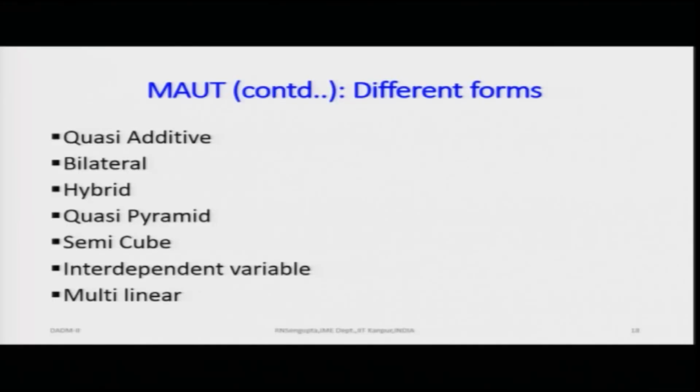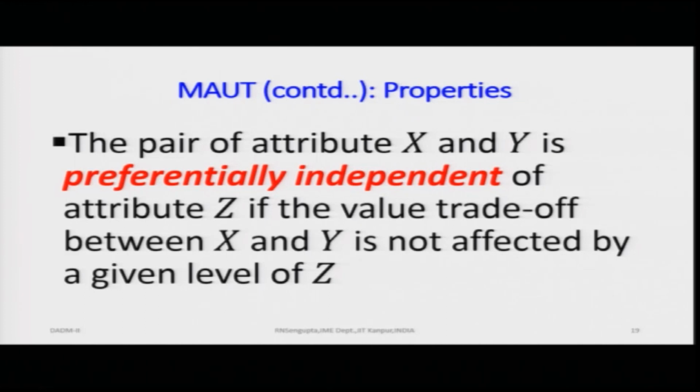Other utility functions which I am just mentioning are the quasi additive, bilateral, hybrid, quasi pyramid, semi cube, interdependent variable and multilinear, which I have already considered. Now, we will consider the properties for the multi attribute utility theory. So, there will be two properties, I will come to that.